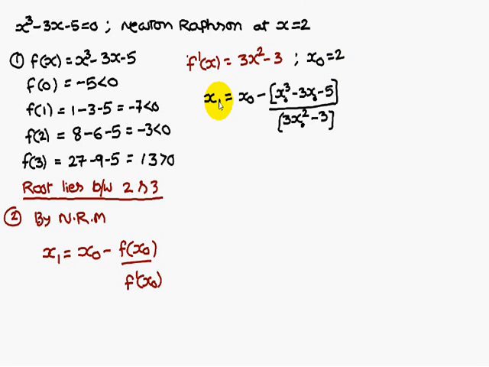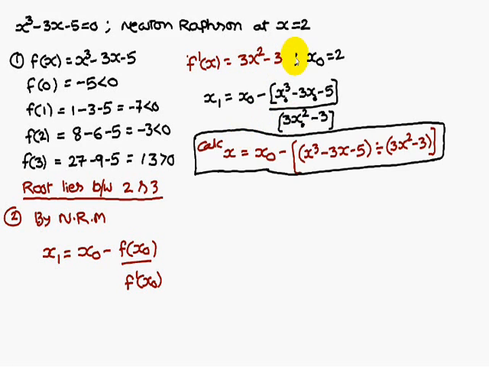Therefore, substitute in the formula x1 is equal to x0 minus f of x0. F of x0 means in this equation x replaced with x0 divided by f dash of x0. In this equation x replaced with x0 here. So if you substitute in place of x0 2 and simplify, you are going to get the value as 2.43.